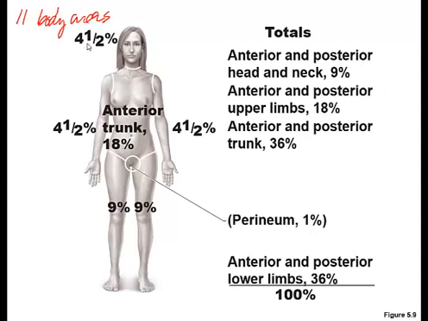So the anterior head is 4.5, so the total anterior and posterior head would be 9%. Each limb would be a total of 9%. The anterior trunk would be 18%, the posterior trunk 18 as well, and so on. The perineum is going to be the additional 1%, so it accounts for a total of 100%.